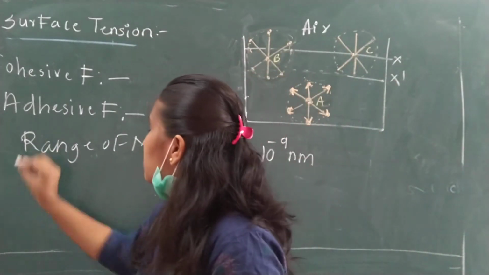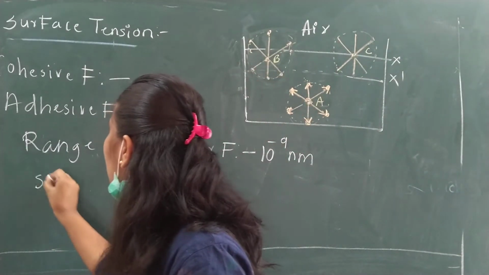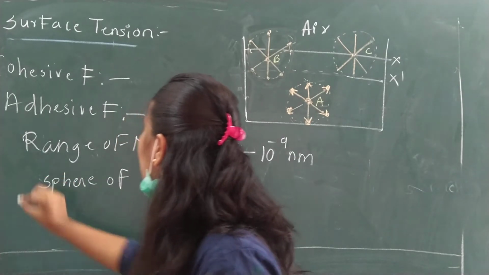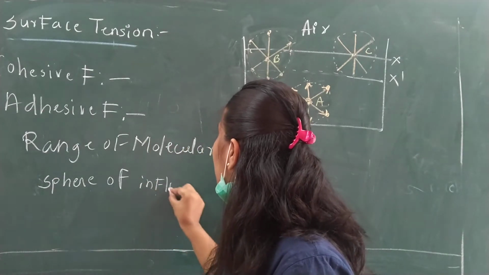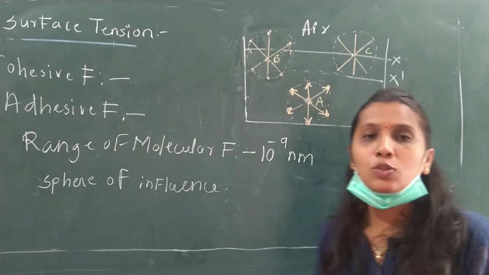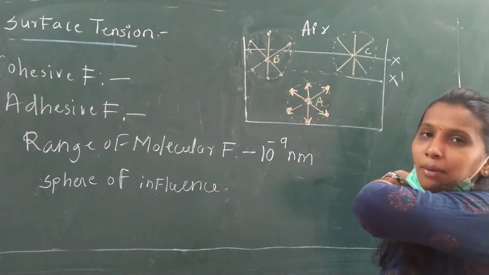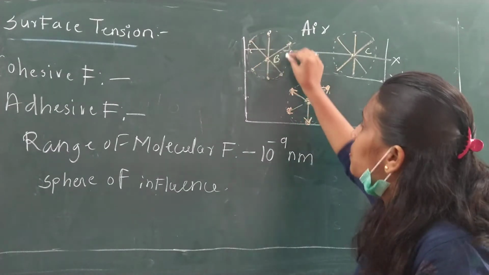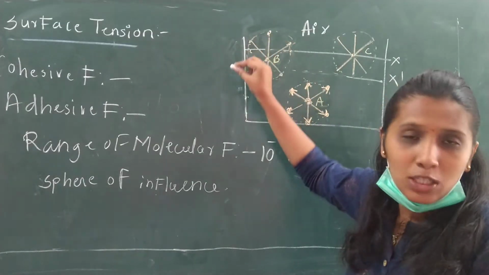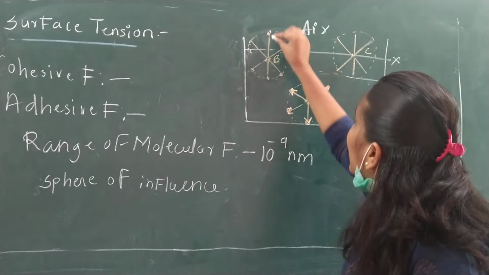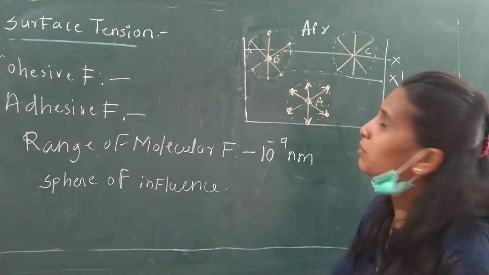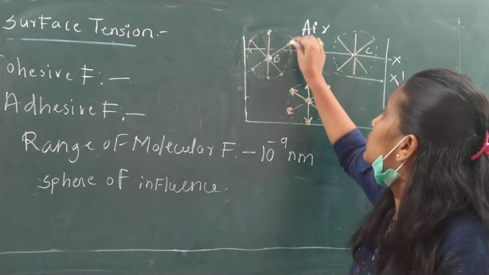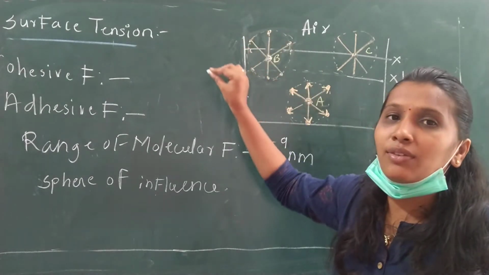The next part is the sphere of influence. If you see this diagram properly, and if I am talking about any one molecule of a liquid, the surrounding molecules make a sphere of influence. It is an imaginary sphere which acts with a force on this center molecule. So the sphere of influence is a sphere drawn around a molecule which is at the center.